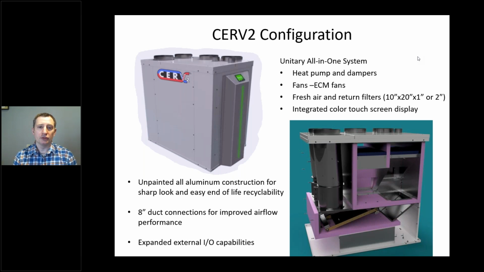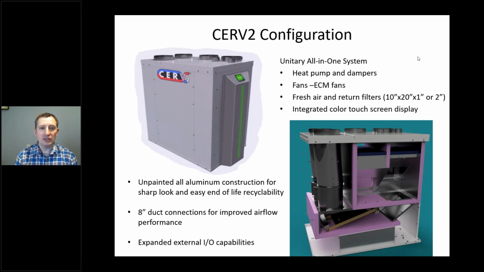Fresh air and return air filters are built into the unit. These are standard 10 by 20 by 1 inch or 2 inch filters can be used. So trying to just have a low cost for filter changes to encourage people to do this. Filtration is an important part of good air quality. The display is a built-in color touchscreen.